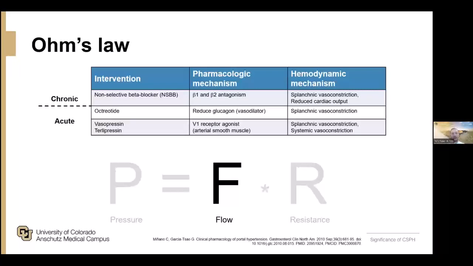So non-selective beta blockers are traditionally beta-1 and beta-2 antagonists, and these do two things physiologically. They reduce the cardiac output by reducing the heart rate, and then because there is unopposed alpha activity, there is splanchnic vasoconstriction. And so that's the dual mechanism by which these work.